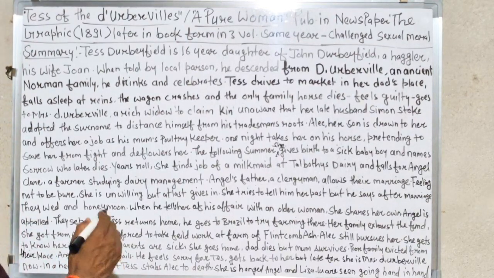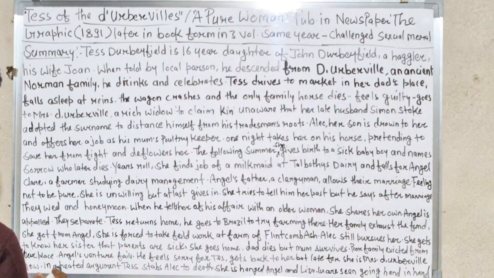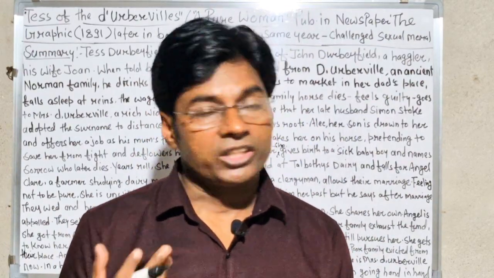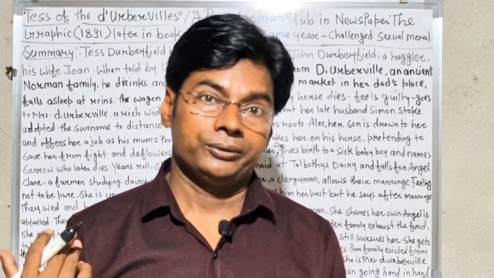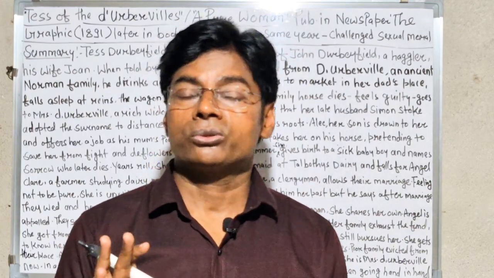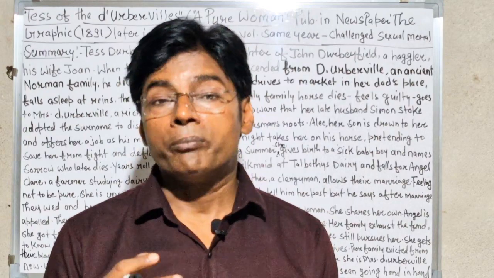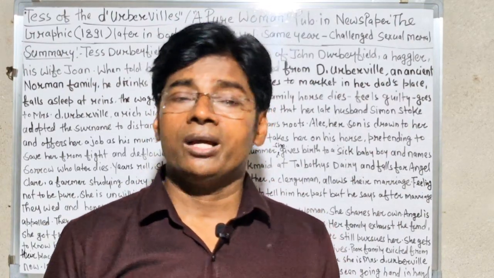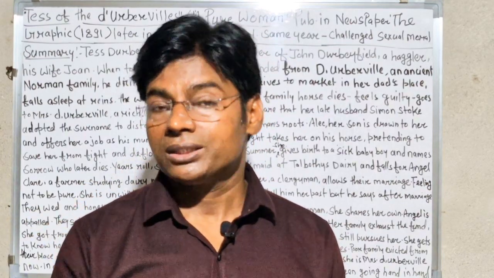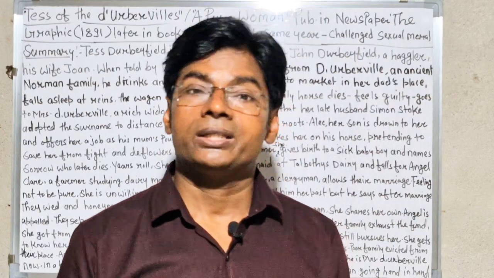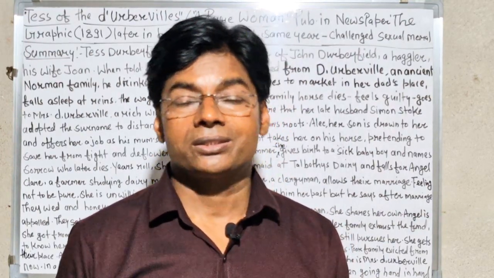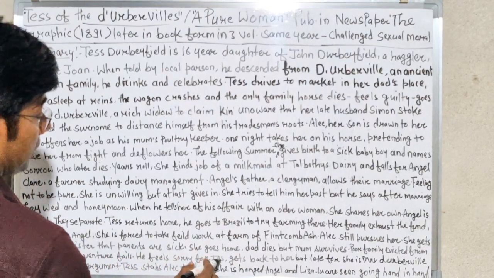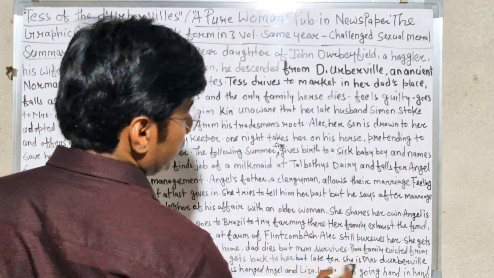Angel's venture fails. His farming in Brazil fails. And Angel also thinks about his behavior with Tess back in England. He feels very sad and sorry, and now he wants to apologize. Now he wants to get back to his own wife. He comes, searches a lot, and after a lot of search, he at last meets his wife, but too late. By that time, she has become Mrs. D'Urberville.